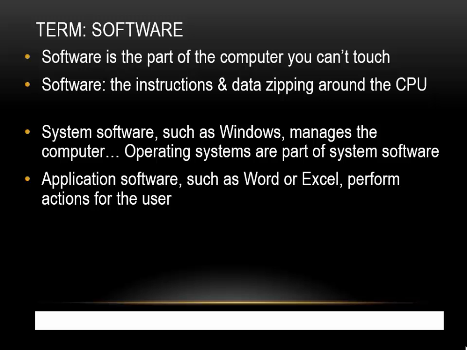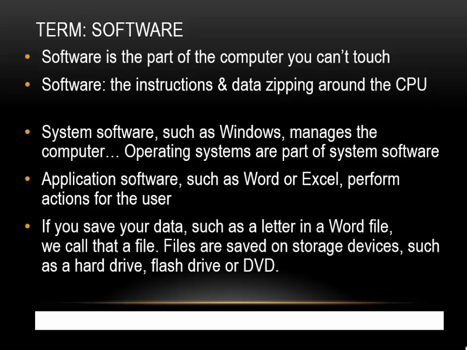Application software, such as Word or Excel, performs actions for the user. If you save your data, such as a letter in a Word file, we call that a file. Files are saved on storage devices, such as a hard drive, flash drive, or DVD.